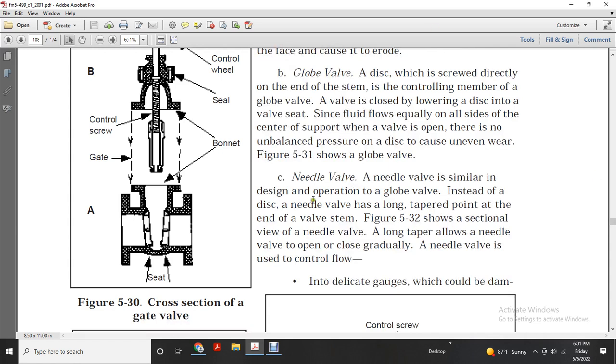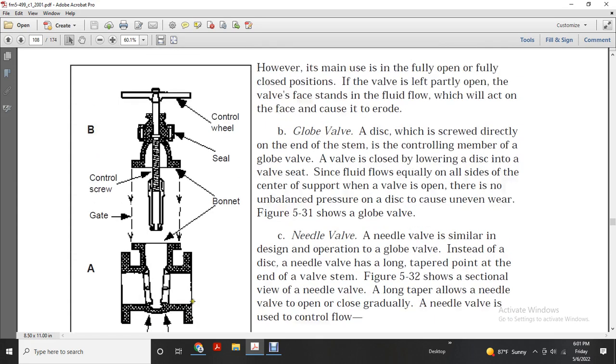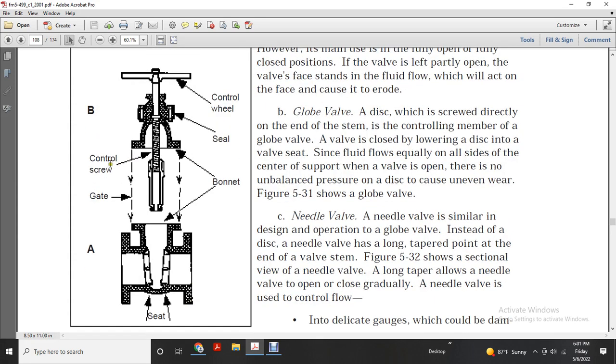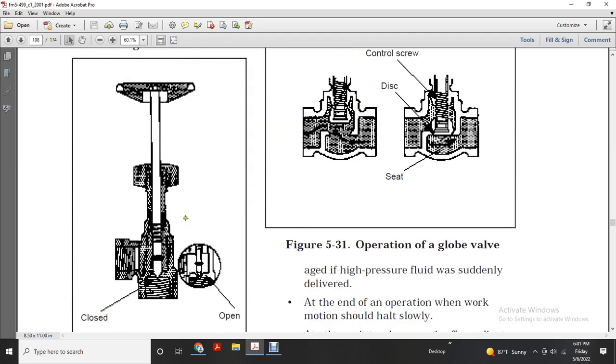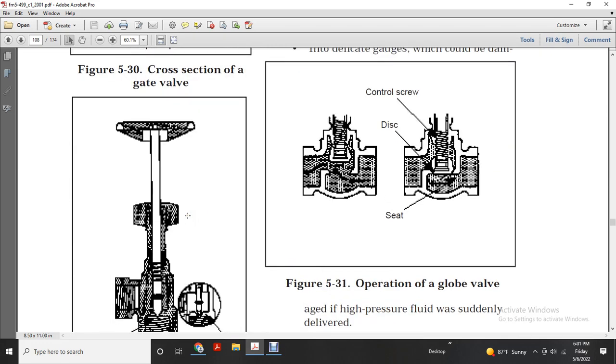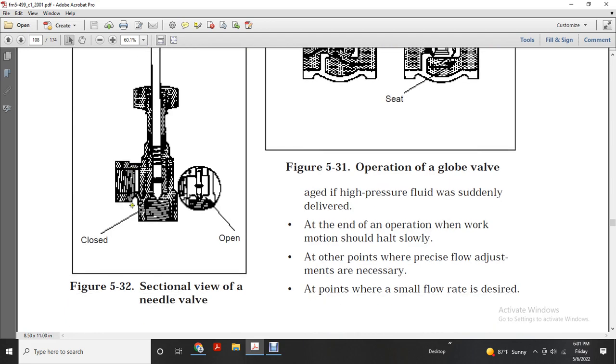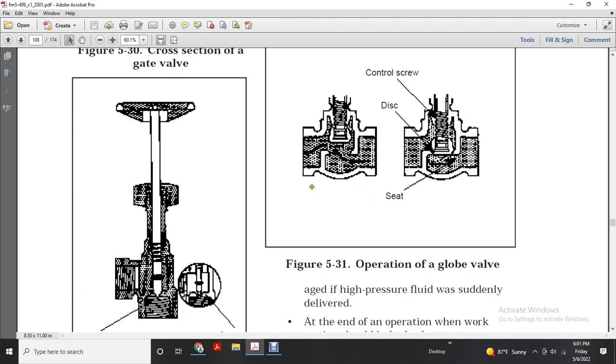The needle valve is similar in design and operation to the globe valve. Instead of a disc, the needle valve has a long tapered point on the end of the valve stem. Figure 532 shows a section of the needle valve with a long tapered valve, which opens and closes gradually, giving control of the flow. Figure 530 shows the cross section of the gate valve, showing the control wheel, seal of the control screw, and adjusting gate in the bonnet and seat. Figure 531 shows the operation of the globe valve, showing the control screw and the disc on the seat. The needle valve shows the section view.